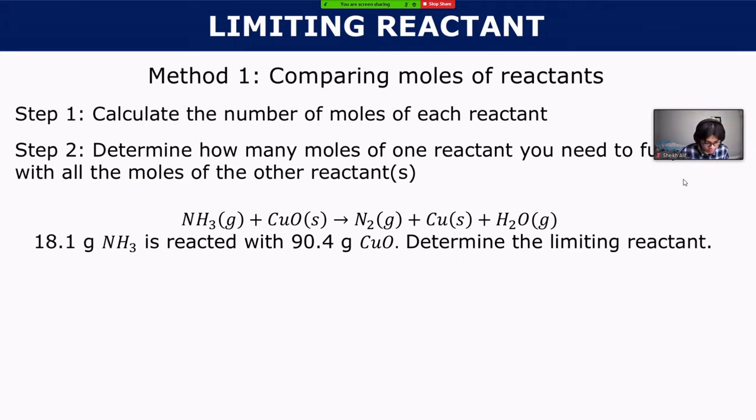So let's take a look at this problem. 18.1 grams of NH3 is reacted with 90.4 grams of copper oxide. Determine the limiting reactant. So we're given the chemical equation here, and I'm kind of noticing off the bat that it's not balanced. So let's just quickly balance it. Looks like there should be a 2 here.